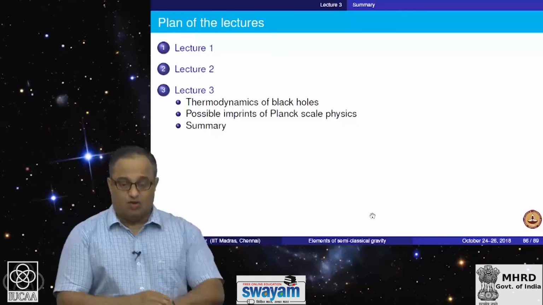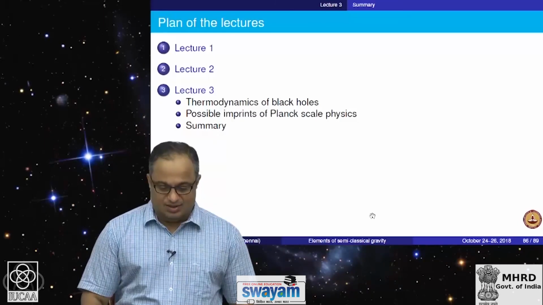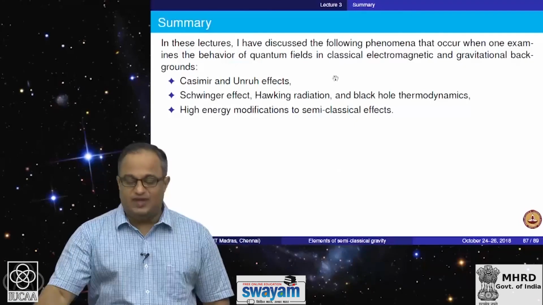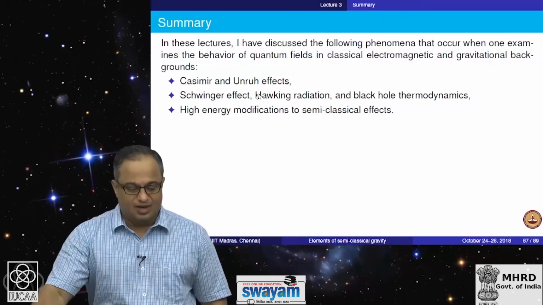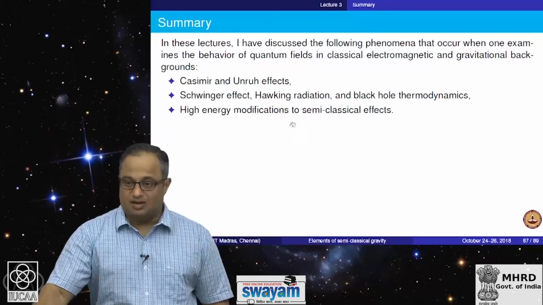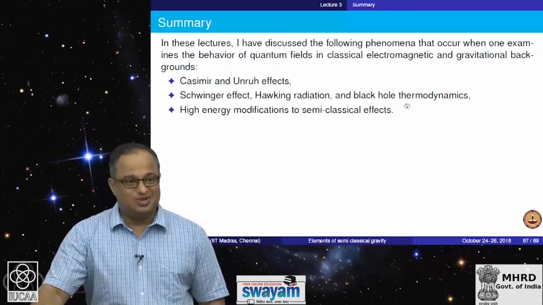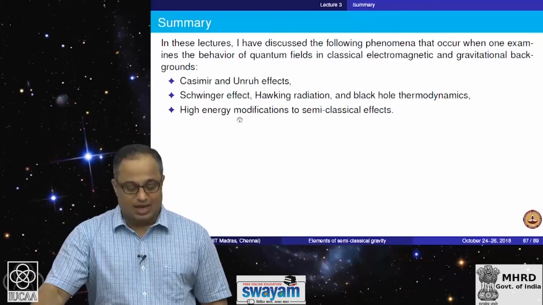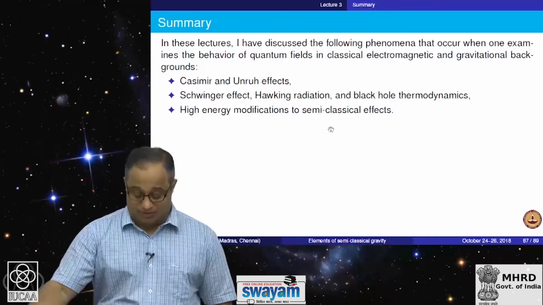So, that sort of concludes various things I wanted to say in these 3 lectures. I will just quickly summarize with a few remarks. In these lectures, I have discussed the following phenomena that occur when one examines the behavior of quantum fields in classical electromagnetic and gravitational backgrounds. I discussed the Casimir and the Unruh effects in my first lecture. I discussed the Schwinger effect in my second lecture, and I talked about Hawking radiation, which is again a particle production phenomenon very much like the Schwinger effect, and how black hole thermodynamics in some sense was responsible for the discovery of Hawking radiation. Towards the very end I talked about how there can possibly be some Planck scale modification to semi-classical effects, and these may be understood with the help of simple models.